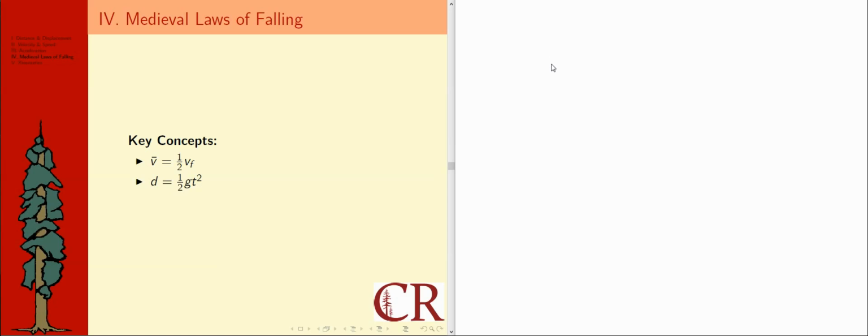This topic is called Medieval Laws of Falling, which is kind of an interesting title. I've called it that because I'm going to try to tie some specific formulas to history. From the perspective of this course, these are kind of like two special case formulas, because where we're headed towards is an overall group of formulas that comprise what is called kinematics, in other words, the study of constant acceleration.